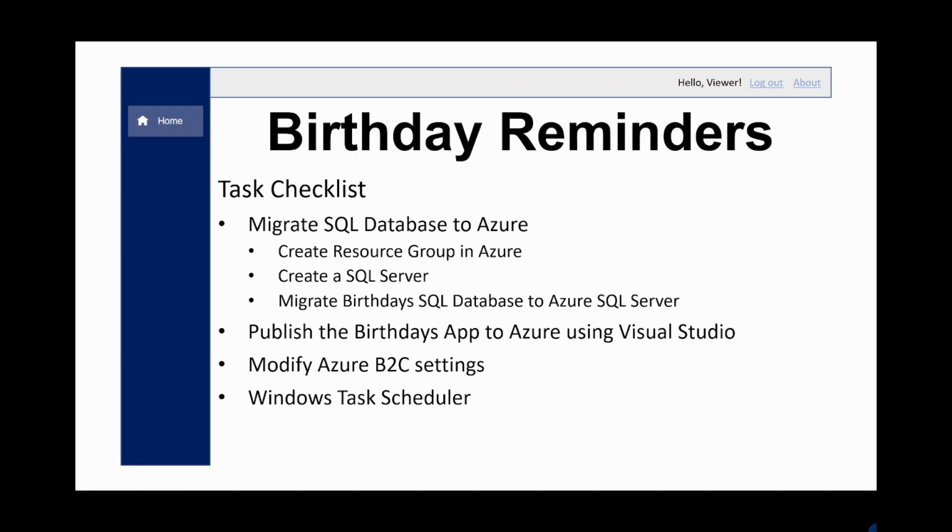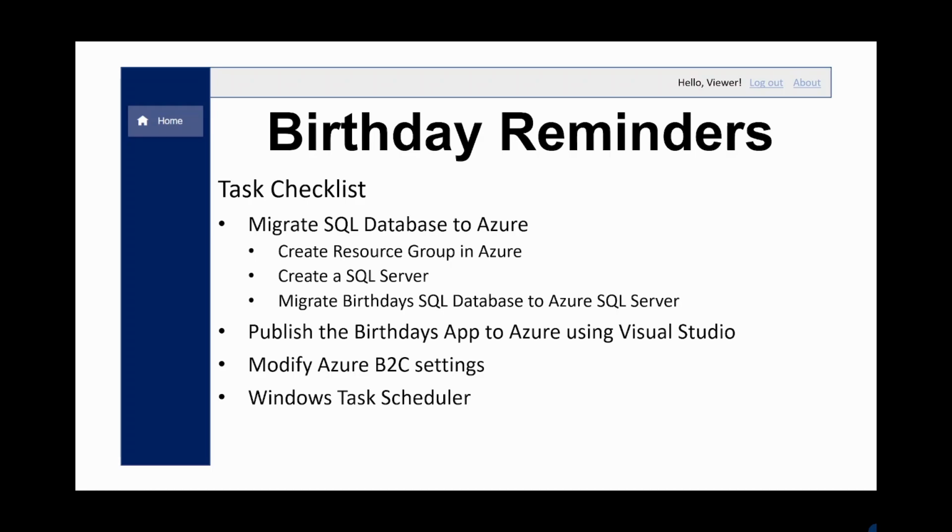In this video, we've got a number of tasks to complete. Basically, there are two. We need to migrate the SQL database to Azure, and we need to publish the Birthdays app to Azure. Along the way, we'll be creating an Azure resource group and the SQL Server in Azure. We'll be using Visual Studio to publish the Birthdays app, and once published, we'll need to modify Azure B2C settings to include the web address of our new Birthdays app.